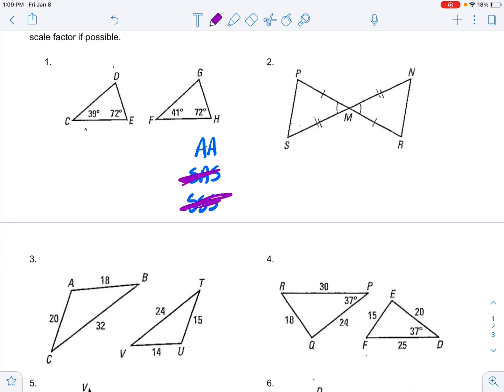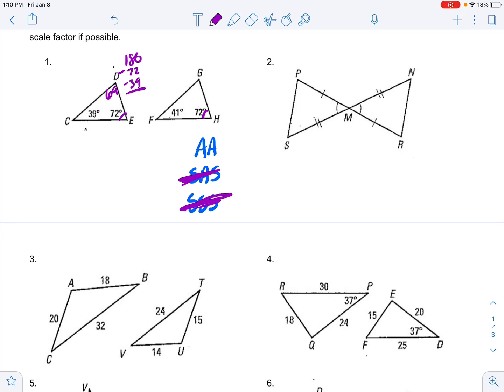Now let's look at the angles. Be careful looking at the angles because sometimes you have to find that missing piece. Right now, 72 is congruent to 72, but 39 and 41 are not congruent. So I'm going to find the third angle in that first triangle by taking 180 minus 79 minus 72 minus 39 to find that missing angle, because that's going to tell me if that third angle is going to be the same. And I got 69. Well, 39 and 69, neither one of those are 41.